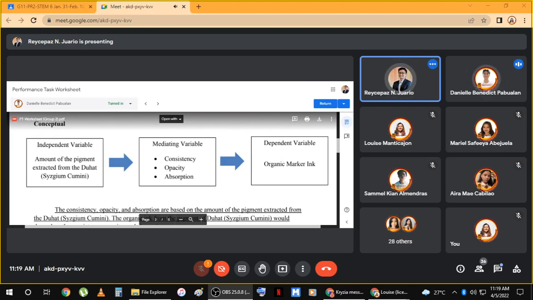Do you get it, Mr. Daniel? Yes, because when we look at your schematic diagram, it shows that the consistency, opacity, and the absorption affect the ink. Can you see how it actually looks? Yes, sir. So do absorption, consistency, and opacity affect the organic marker ink? I think not. So let's try to simplify. For the independent variable, let us remove the mediating variable and change it to our dependent variable.